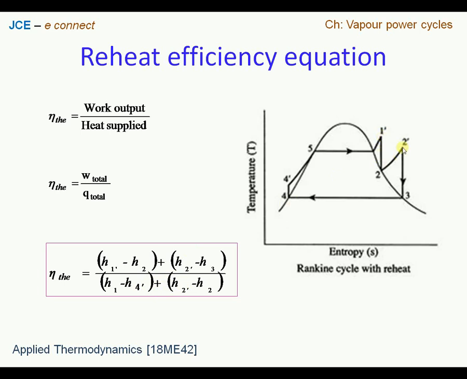So we have the two work components here, H1 dash minus H2, plus we have the second expansion happening in second turbine, H2 dash minus H3, divided by the heat supplied, H1 dash minus H4 dash, plus H2 dash minus H2. So this forms the new correlation for the thermal efficiency. Therefore this is not called as simple Rankine cycle. So now this is a modified form, because we have introduced a reheat process here, reheat concept here. So therefore the equation has taken a new shape here.